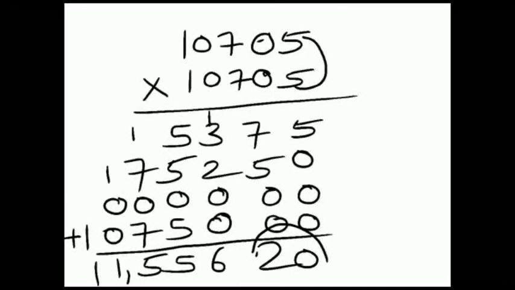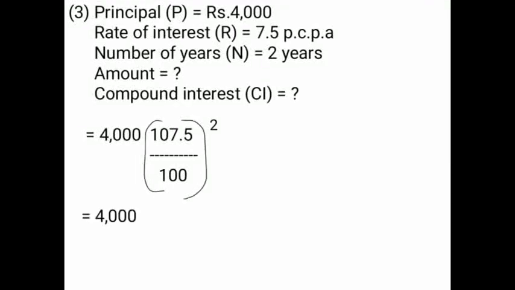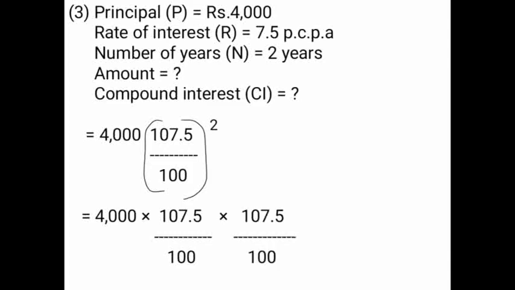So that is 11,556.25. Now I have to multiply 11,556.25 into 4. That is equal to 4,000 into 107.5 upon 100. You have to write the multiplication form 2 times because you have the index 2, into 107.5 upon 100 into 107.5 upon 100.